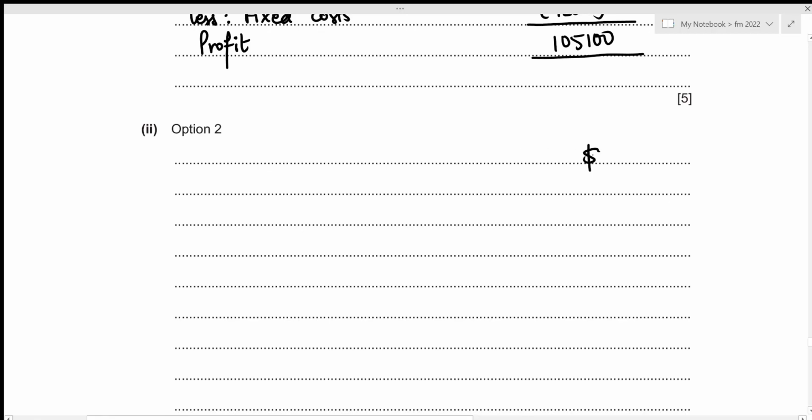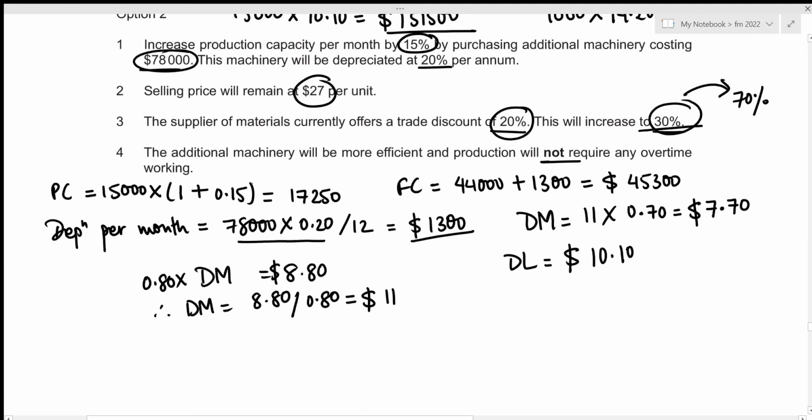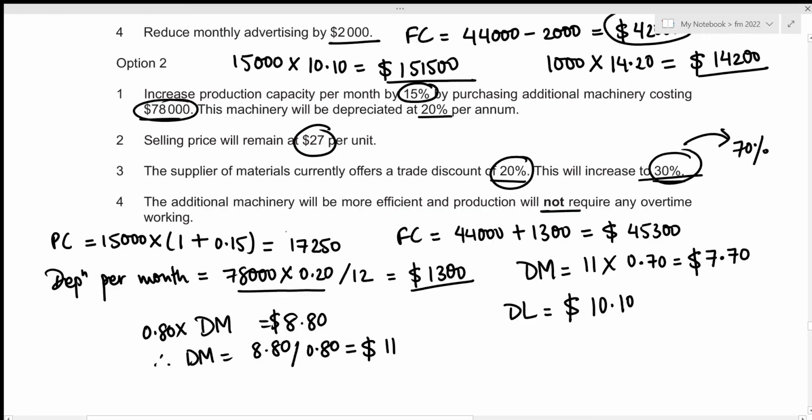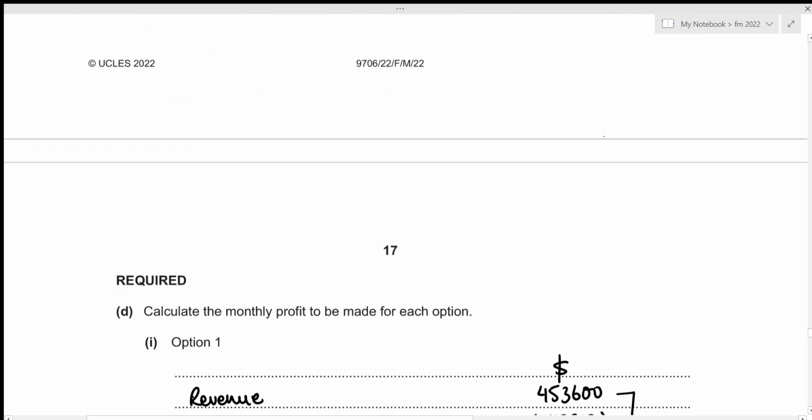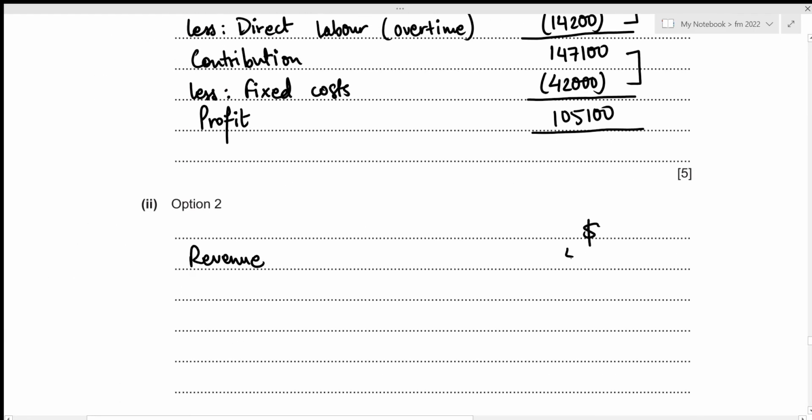Okay, like before, we will start with revenue. Let's have a look above. We figured out our new production units to be 17,250, and the selling price is to remain at 27 per unit. So the total revenue is just going to be the number of units, which is 17,250, times the selling price per unit, which is 27. And this gives the value of revenue under option 2 to have the value of 465,750. Let's record this in our statement. That's 465,750. Then we subtract the variable cost, and the first one is direct material.